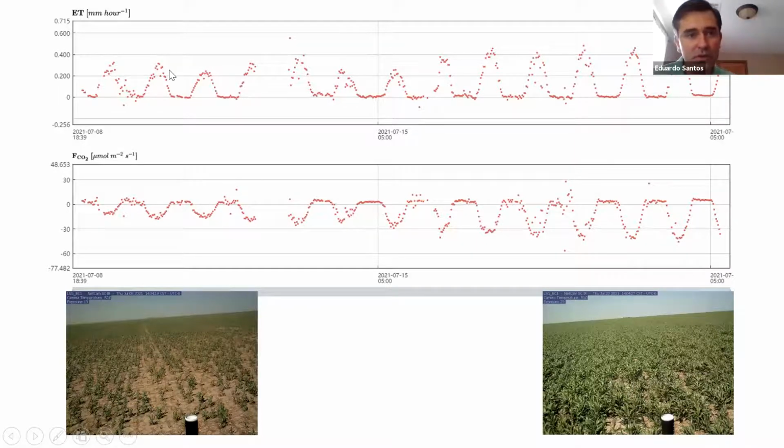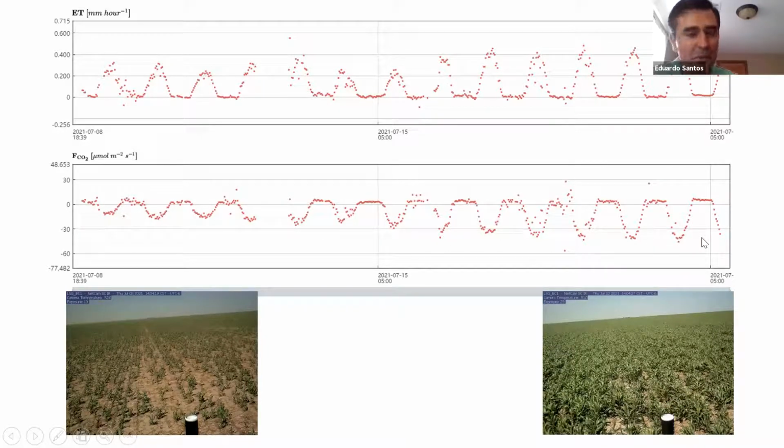But what I'm interested in showing here is this trend, what's going on here. You see that it is getting larger and larger over time. And that's happening because the canopy is covering the ground, right? So you have more leaf area, and then you have more transpiration. And then you see here that with the CO2 you have more negative fluxes over time.